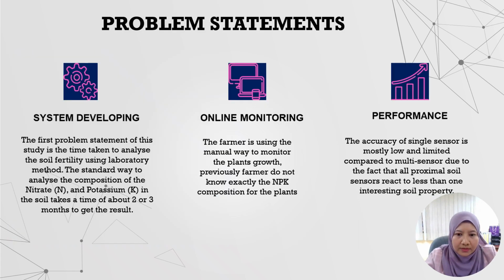Okay, this is the problem statement. We have 3 problem statements. Number 1 is for system developing. The first problem statement is the time taken to analyze soil fertility using standard laboratory methods. The standard way to analyze the composition of nitrate and potassium takes about 2 to 3 months to get the actual result. For online monitoring, normally the farmer uses the manual way to monitor the plant growth. Previously, farmers did not know exactly what the NPK composition for the plants was.